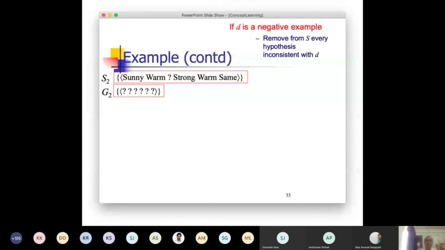Now you will get a negative example. What is the negative example? You are saying rainy, cold, high, strong, warm, change. In S2, this example is not satisfied by the hypothesis, so naturally you do not do anything. You are not going to remove that hypothesis because it is consistent with this training example. But the hypothesis in G2, all question marks, is inconsistent because this is going to be satisfied by it.